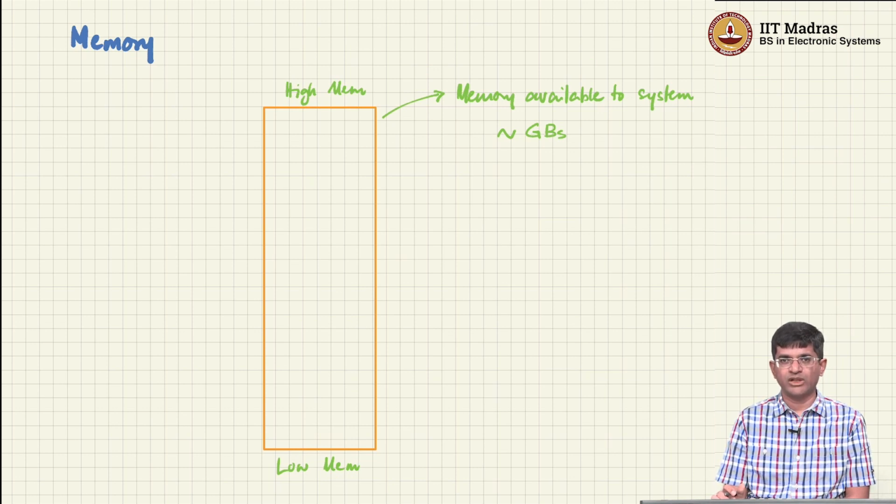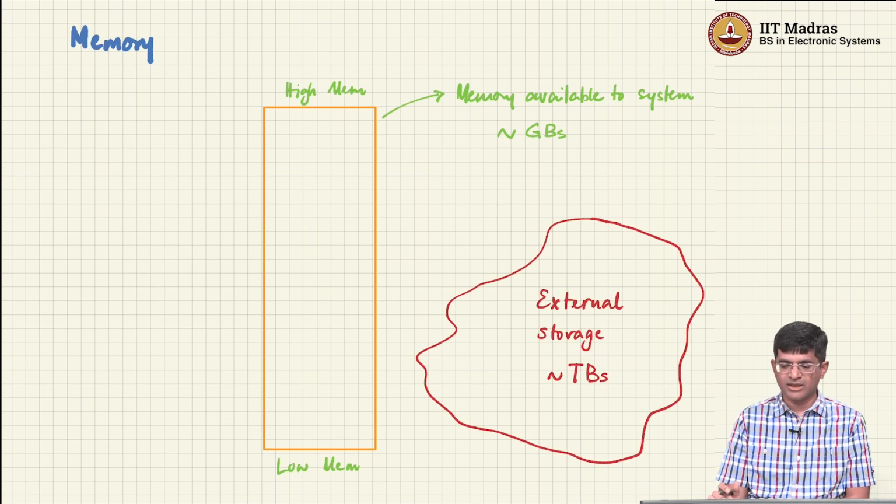Now what happens when we actually want to save data for a longer duration of time, right? It turns out that you can have access to what we call external storage, which is typically on the order of several terabytes, right. And external storage is something that is also connected to the CPU in some way, typically through the bus, and ultimately whatever access the CPU gets to external storage is by in fact loading data from external storage into RAM and then from RAM into the registers, right.